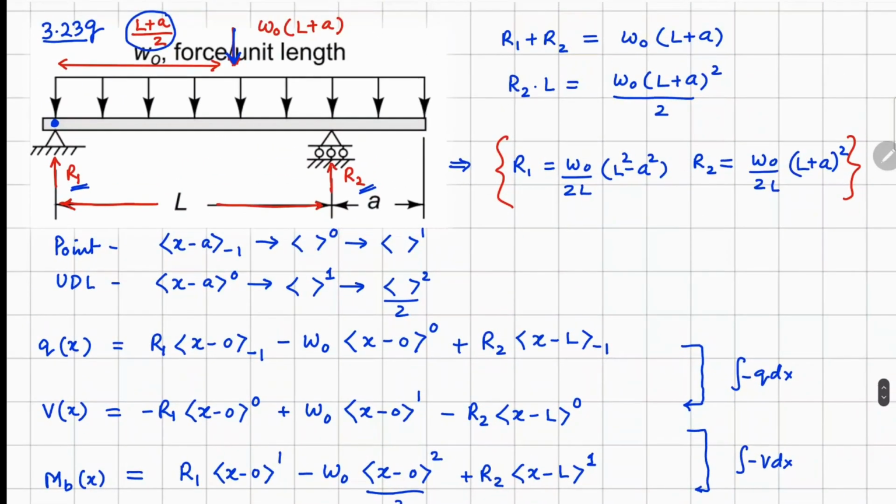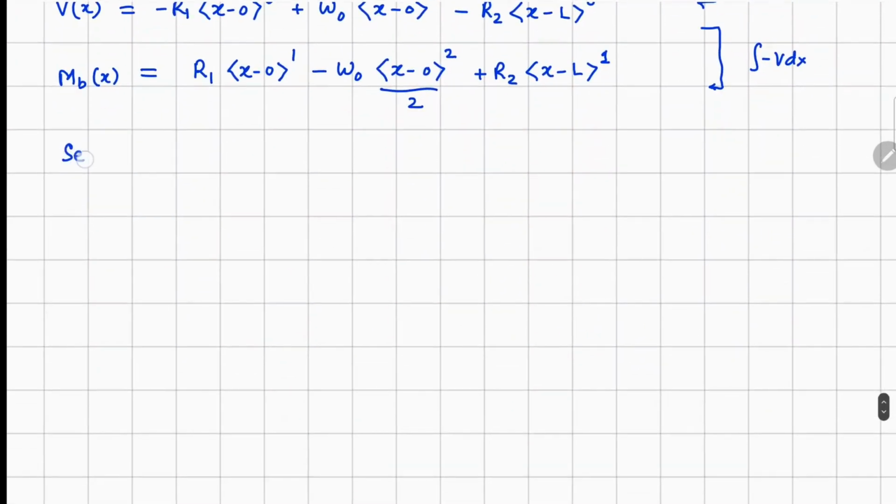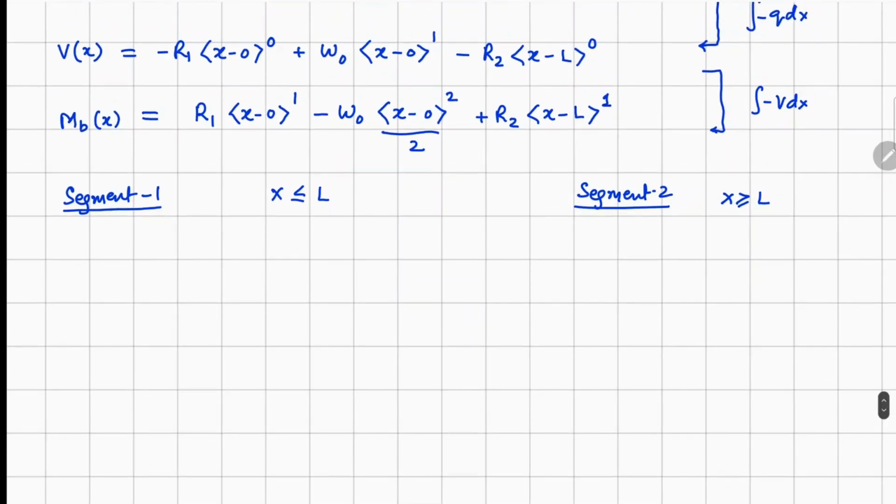Now in this beam, there will be two sections that we need to check. One is x less than or equal to L, and this one is x greater than L. So we can have two segments. The first one is segment number 1, which is x less than or equal to L, and then we have segment number 2, which is x greater than or equal to L. In segment number 1, only these functions will play a role, and in segment number 2, all three functions are going to play a role.